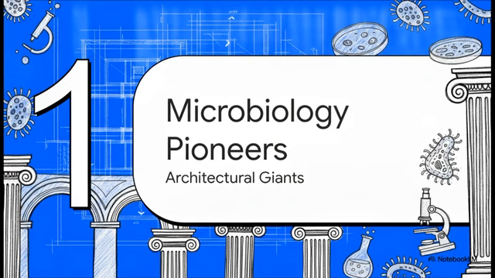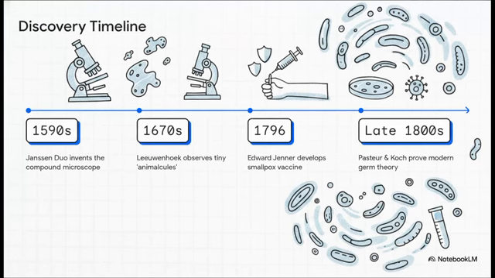Section 1. Pioneers of Microbiology. It is just amazing to trace this timeline, you know? It shows the rapid evolution of human discovery. We kick off way back in the 1590s with the Janssen duo. They combined lenses to create the first compound microscope.